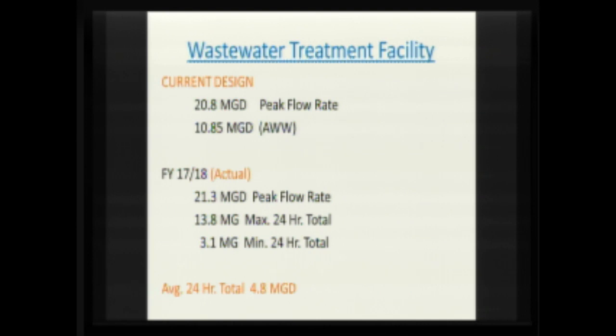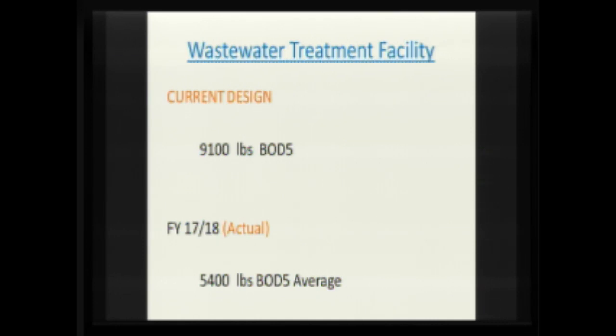The average flow over that 17-18 divided by 365 days was 4.8 million gallons per day. Next slide. The current design for the amount of organic material coming into the plant due to the 2012 improvements is 9,100 pounds of biochemical oxygen demand. And in 17-18, we actually were averaging 5,400 pounds a day during that particular fiscal year.